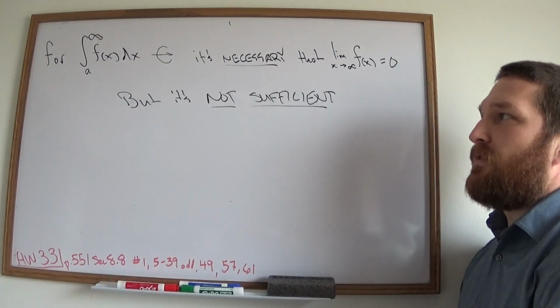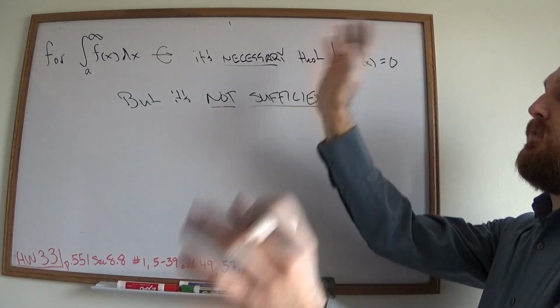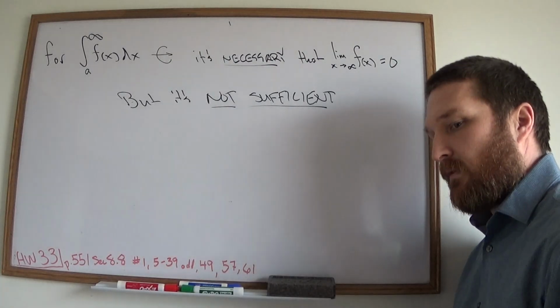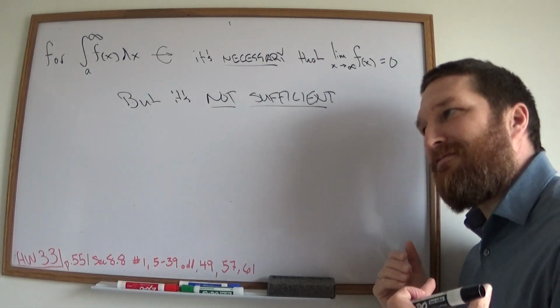It's not sufficient. You can't just say, well, the limit goes to 0, it converges, you're good. No, it might not. And we just saw a case where that wasn't: 1 over x goes to 0, but not fast enough.